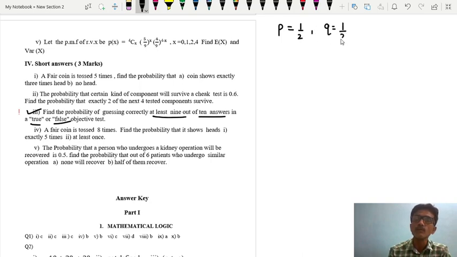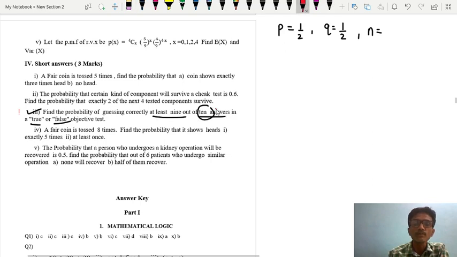Q will be equal to 1 minus probability. So n, that is the total number of multiple choice questions, how many are there? The total number of multiple choice questions is 10. So therefore n, the number of trials, will be equal to 10. Now what to find here?